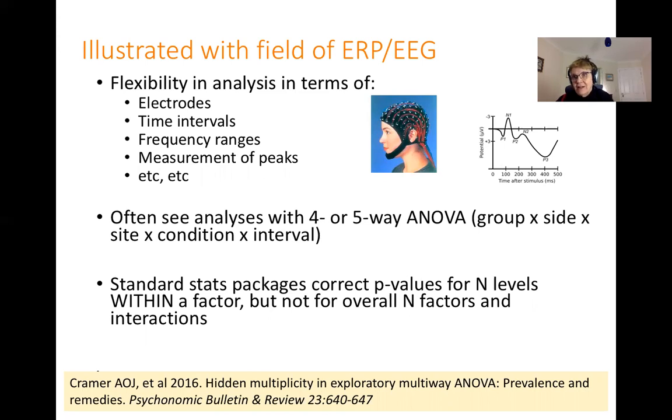What analysis of variance does correct for is if you have a single factor like a group, and you've got two groups or three groups or four groups, it automatically corrects for the number of groups at that level, but it doesn't correct for the number of interactions between factors and the number of factors that you're considering.